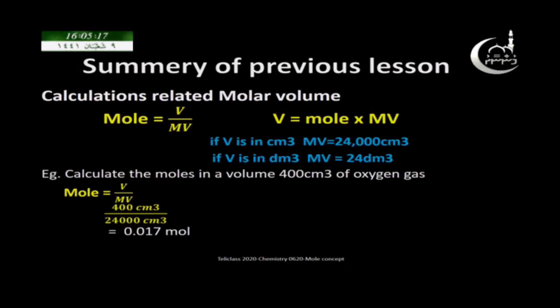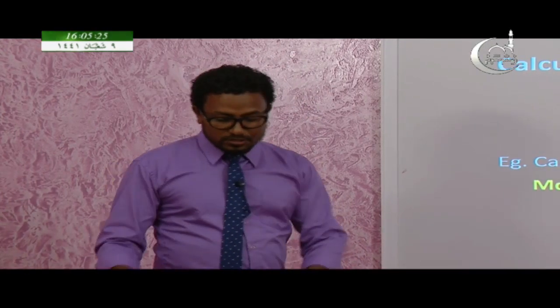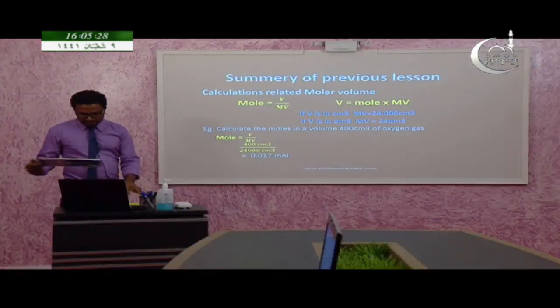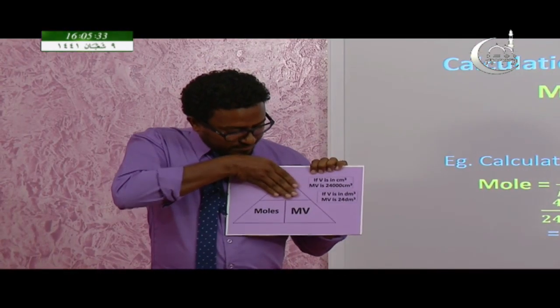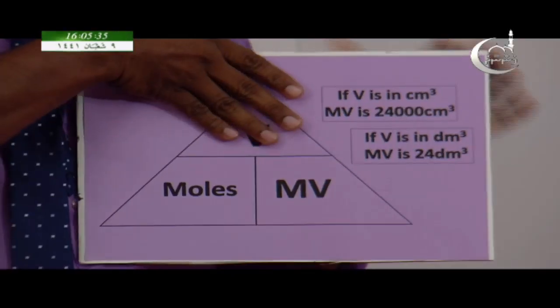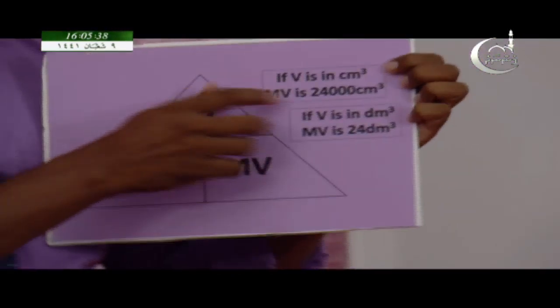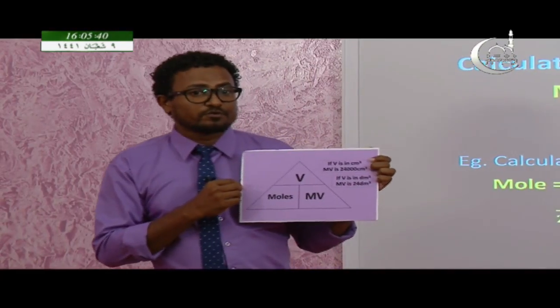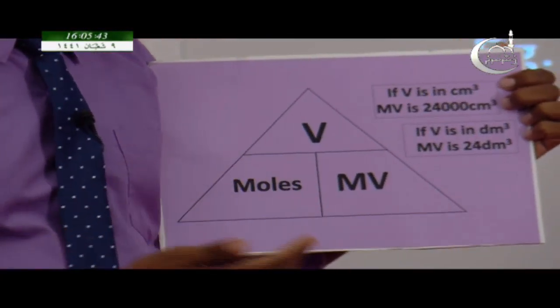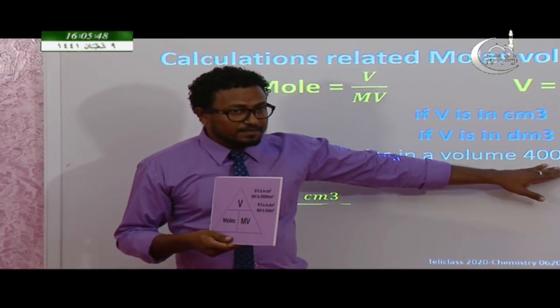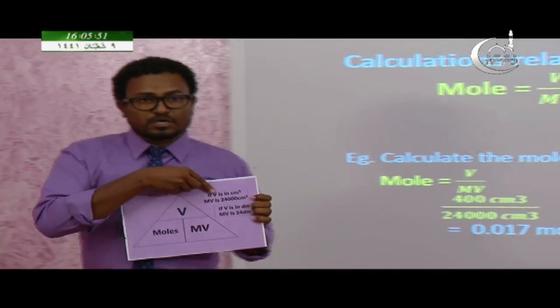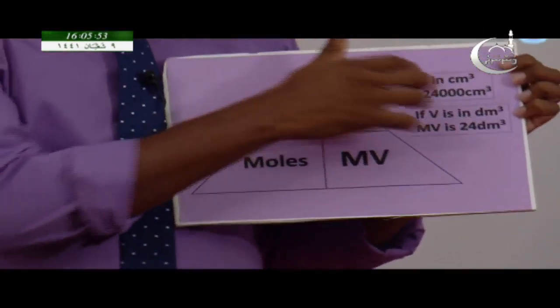Then we practiced this type of calculation, that is molar volume, the gas volume related to mole. This is the formula: mole is equal to volume divided by molar volume, and volume is equal to mole into molar volume. So what is molar volume? Molar volume is either 24,000 centimeter cube or 24 dm cube, depending on your calculation. If the question asks about centimeter cube, for example 400 centimeter cube, you can go for 24,000 centimeter cube.